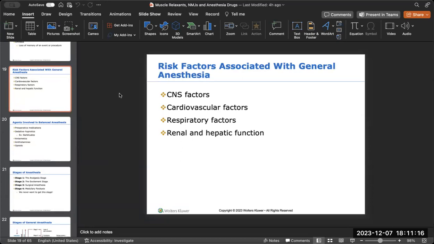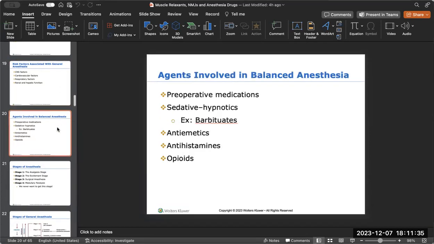So, risk factors associated with general anesthesia. CNS factors, right? Central nervous system depressants. These are what they are. Cardiovascular factors, respiratory factors, because these are going to depress those systems, especially. Renal and hepatic function, always a problem because our liver is how we metabolize all of our drugs.